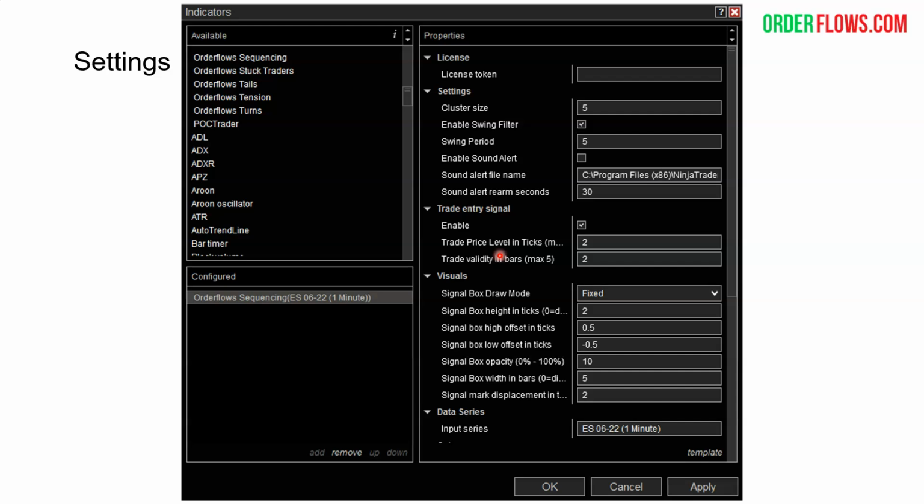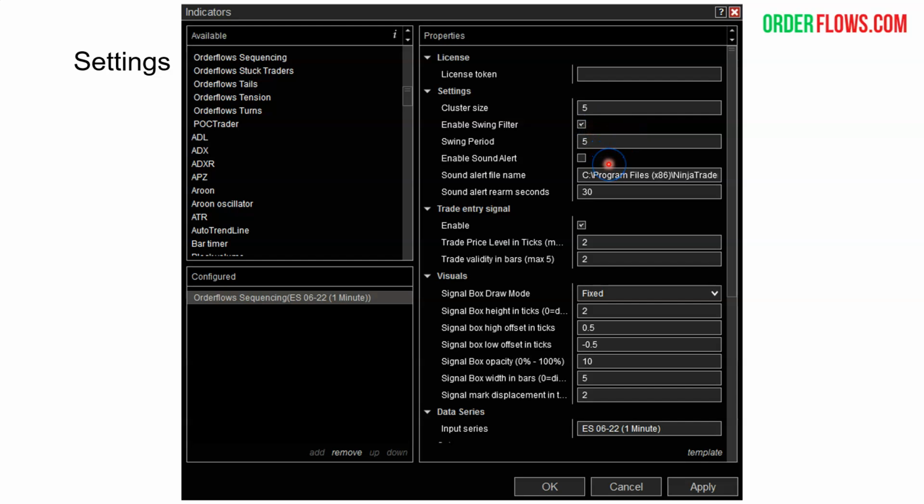There's very few settings you've got to worry about. You have the cluster size, 5 is the default. A swing period, whether you want to be taking it at swing highs or swing lows, right? You would enable that. Or if you just want to see it anywhere, you would just disable that.